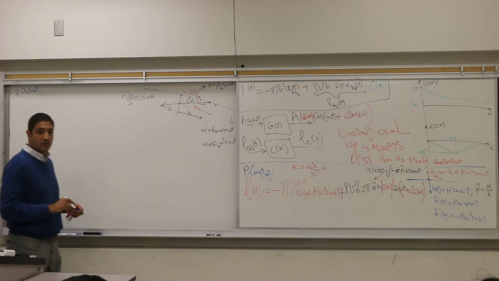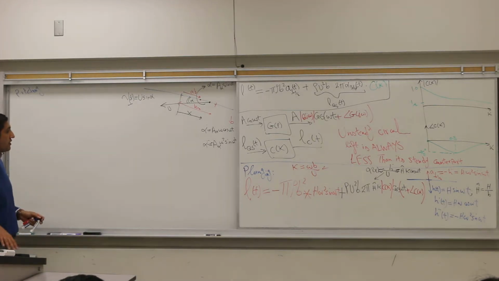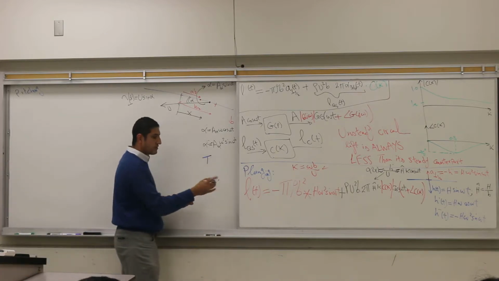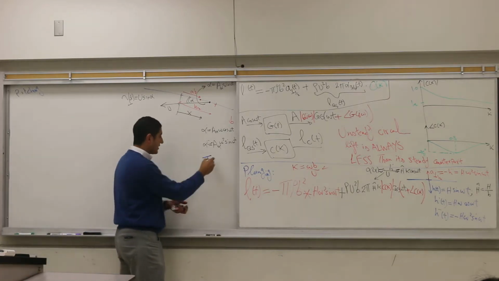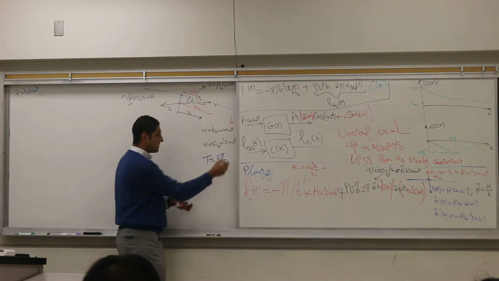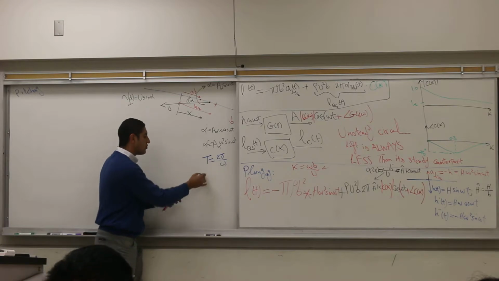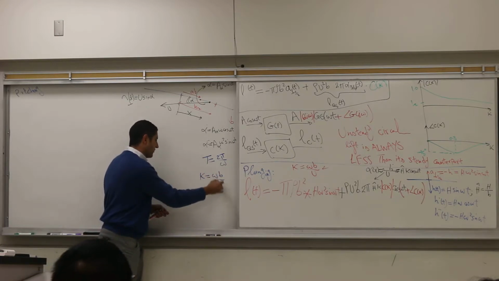How fast you're moving pitching up and down. Okay, so the time that you take to complete one full cycle is simply 2 pi over this omega. Okay, so this is how fast you're moving, and of course from omega we compute our k, right? Omega b over u.